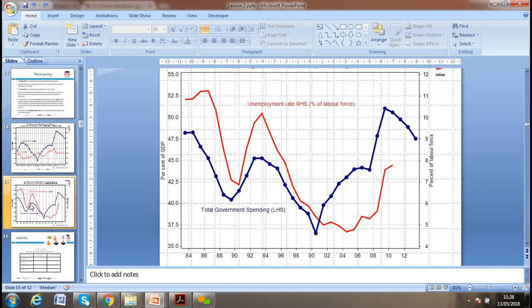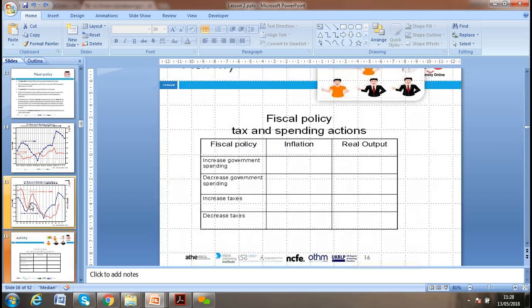These differences are the gap, and they also relate to unemployment. Of course, that will have an impact as well. Unemployment can be a bit higher, and it can be lower when the government is injecting or spending more money.